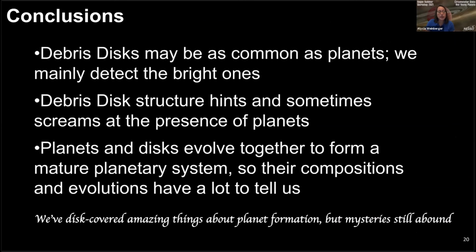So I'll just conclude by saying that debris disks may be as common as planets. We mainly detect the bright ones. Their structures hint and sometimes scream at the presence of planets. And because planets and disks evolved together to form a mature planetary system, debris disk compositions and evolution have a lot to tell us about how planetary systems evolve over time. And I will stop there. Thank you.